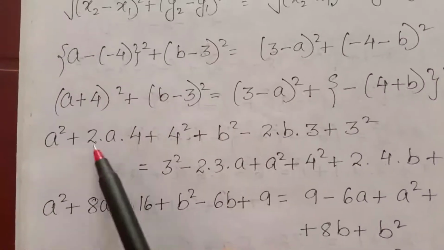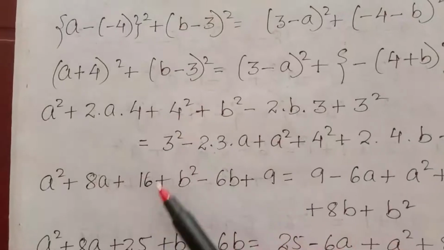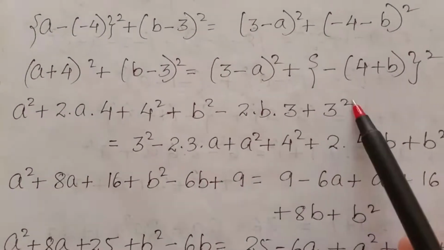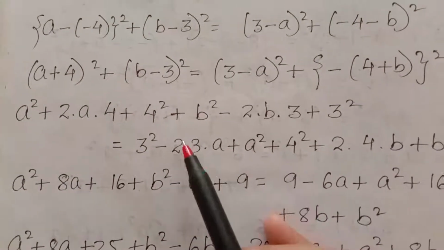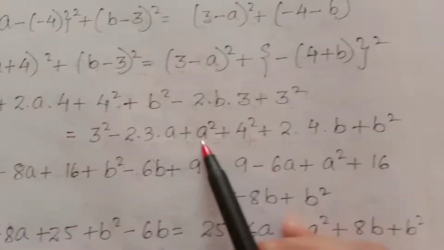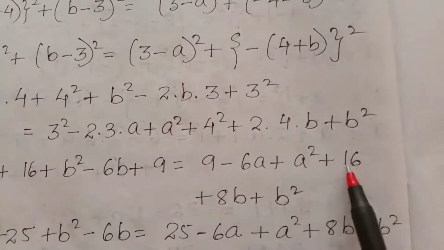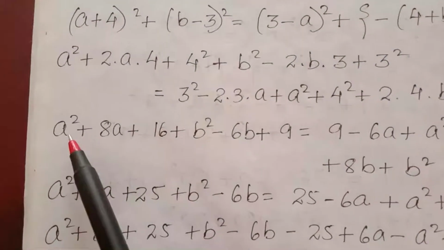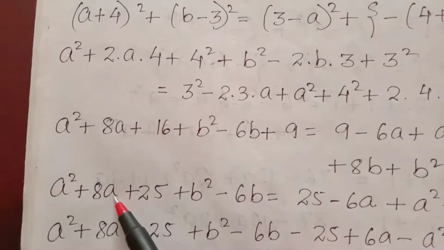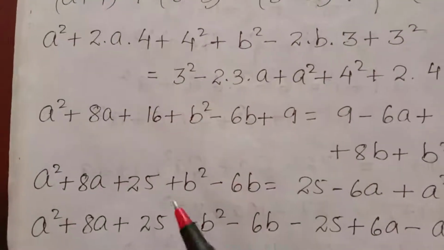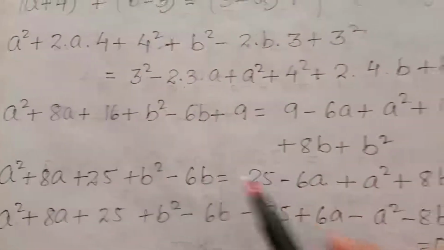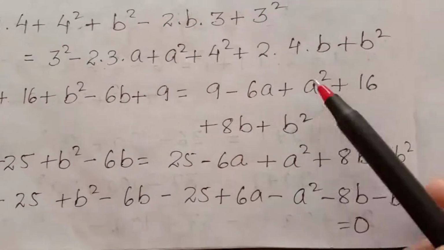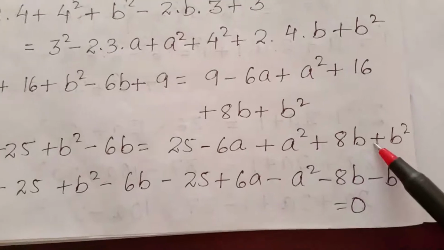Next we will simplify. 2 4s are 8, 8a, 4 square is 16. b square minus 2 3s are 6, 6b plus 3 square is 9. 3 square is 9, 2 3s are 6, 6a plus a square plus 4 square is 16 plus 2 4s are 8, 8b plus b square. Next is a square, then 8a, you have to write 16 plus 9, it is 25, b square minus 6b, equals 9 plus 16, 25, 25 minus 6a plus a square plus 8b plus b square.